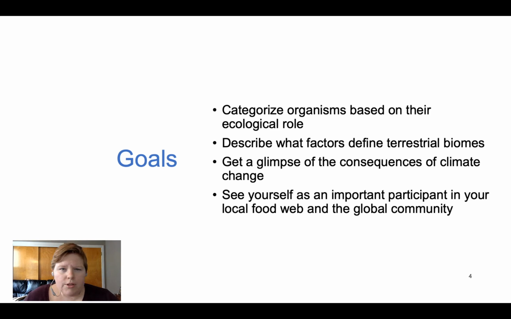So the goals I have for this lecture, I hope by the end you'd be able to categorize organisms based on their ecological role. I'll tell you what that means more in a minute. Be able to describe what factors define biomes on the Earth or terrestrial. So what factors go into what one biome is versus another. I want you guys to get a glimpse of the consequences of climate change. I have a feeling you've heard this before and have some idea about what's happening, but I'll give you some specifics and, more importantly, some things we can do.